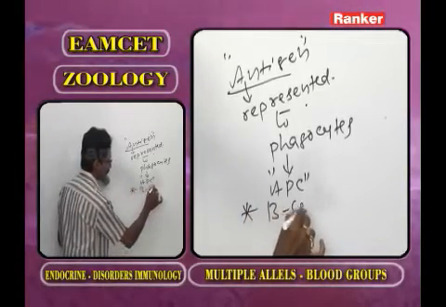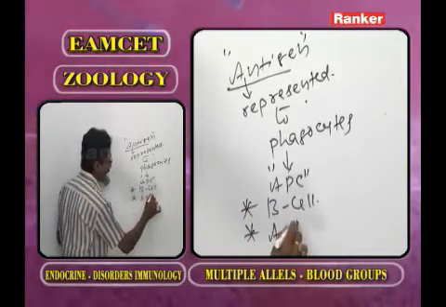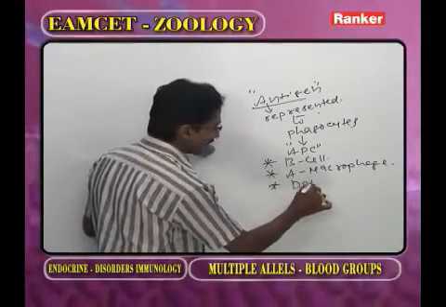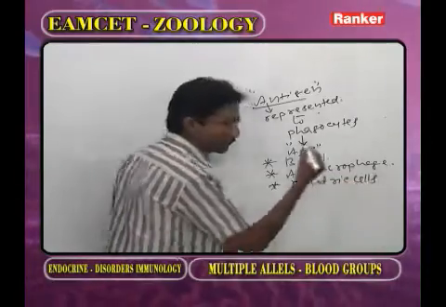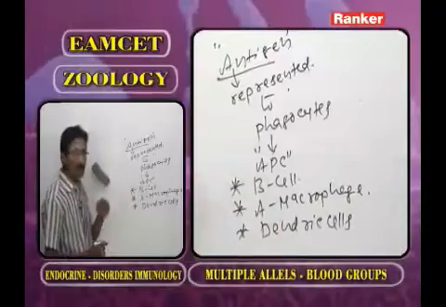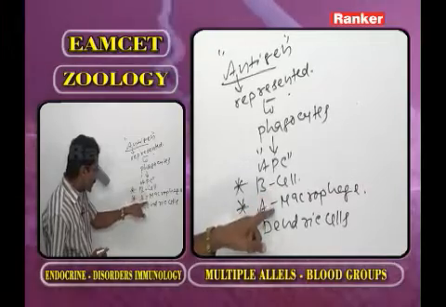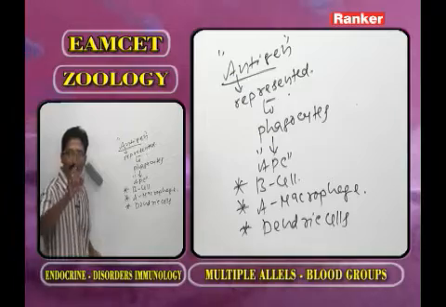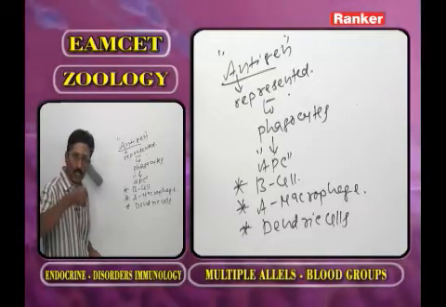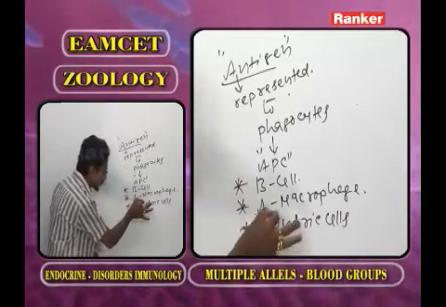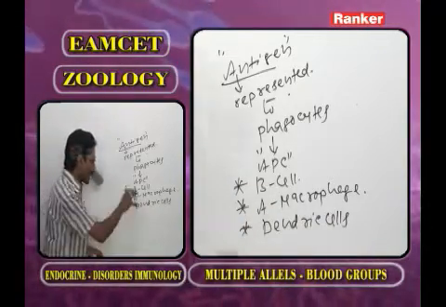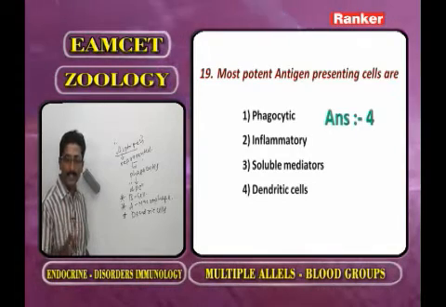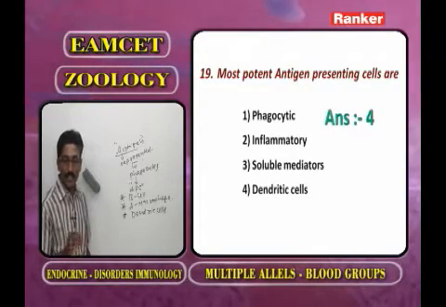What are the examples for the antigen presenting cells? One is the B cell. And the second one is activated macrophage. And the third one is the dendritic cell. These three are examples of APC. Out of these three, the highly potent APC is the dendritic cell. That means if any antigen enters into our body, no doubt that is captured by the dendritic cell. So it is highly potent. So here the most potent antigen presenting cell is the dendritic cell. Now the next question.